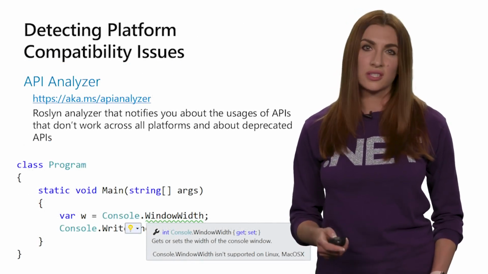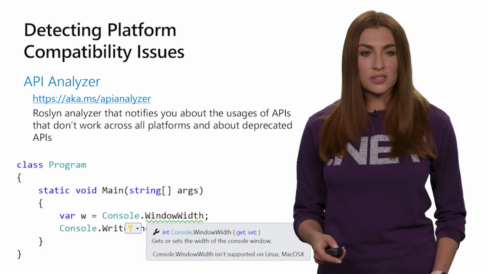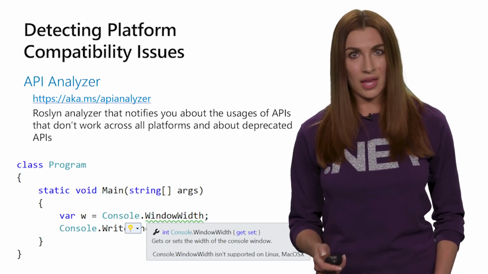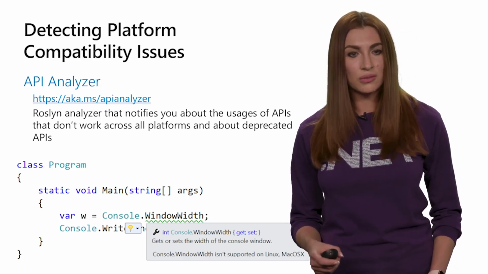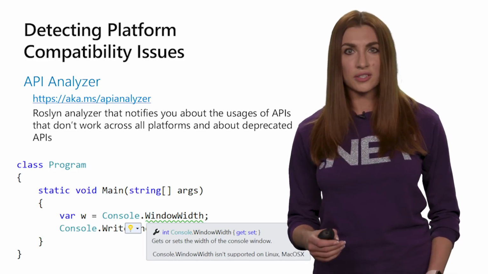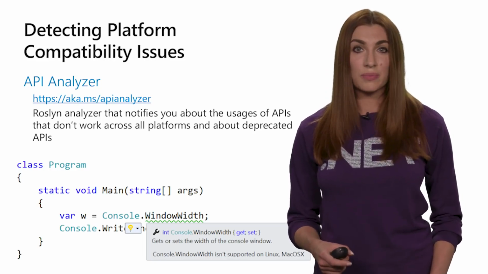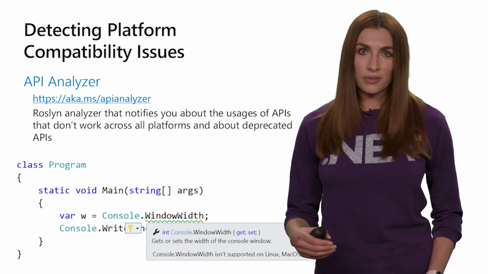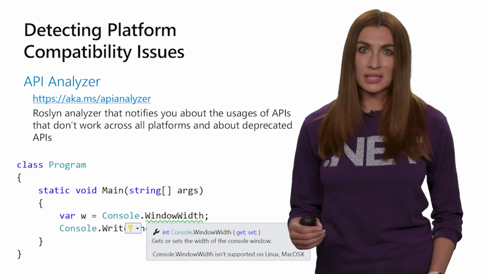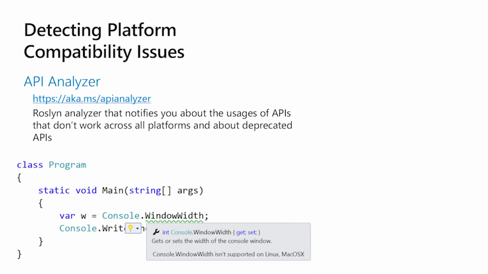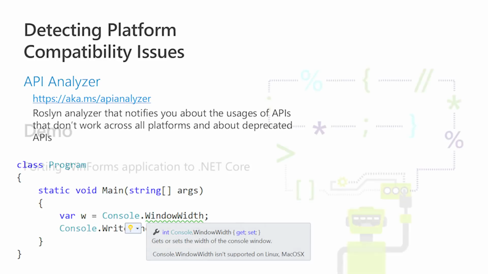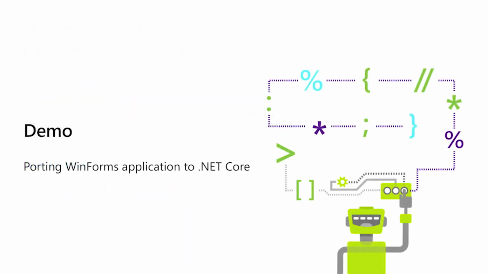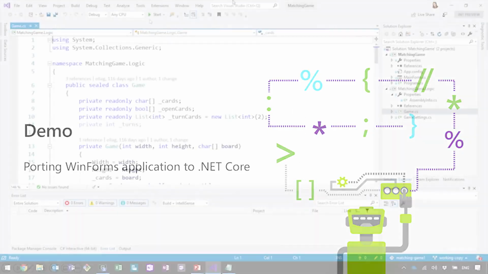And if you've installed Compatibility Pack, you want to install API Analyzer as well. API Analyzer is a Roslyn tool that prompts you every time you're using an API that is not cross-platform or an API that is deprecated. So you can, on the fly while you're coding, be prompted and make decisions regarding the risk of not having your code supported on other platforms. And with that, I will jump into the demo and show you how you port your desktop applications to .NET Core.